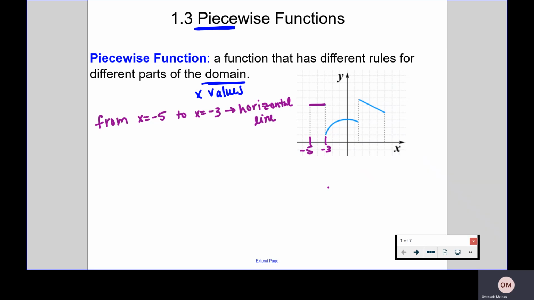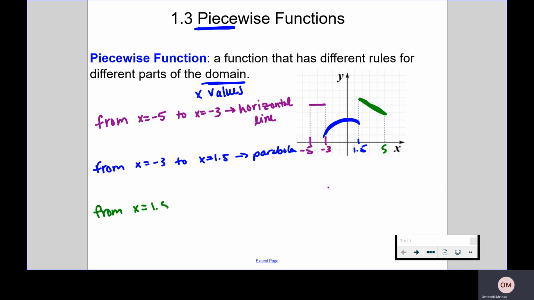And then you notice that your function changes. And now I'm doing this. I have that little baby parabola. That's from x equals -3 to x equals like 1.5. So I would say from x equals -3 to x equals 1.5, we are a bit parabolic. And then last, if you look here, this portion changes again. From 1.5 to 2, 3, 4, 5. We have a line with a negative slope.